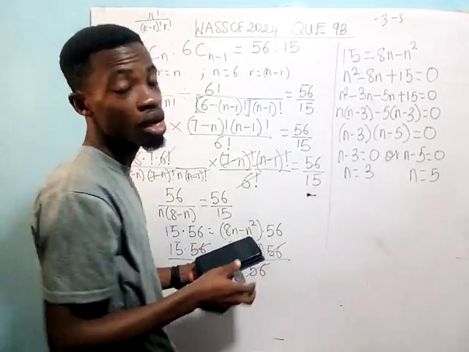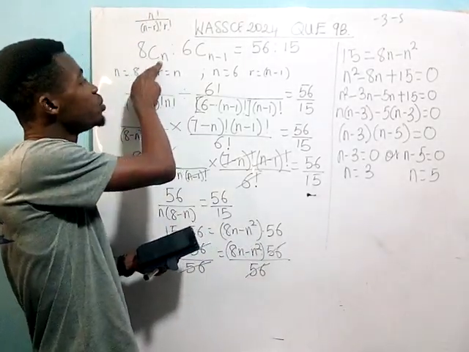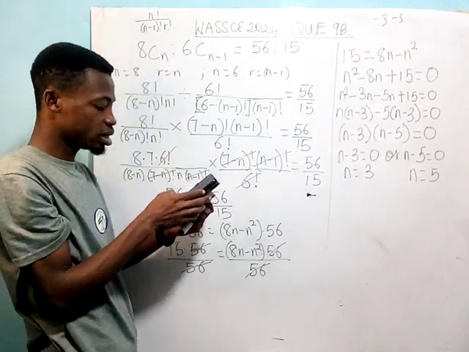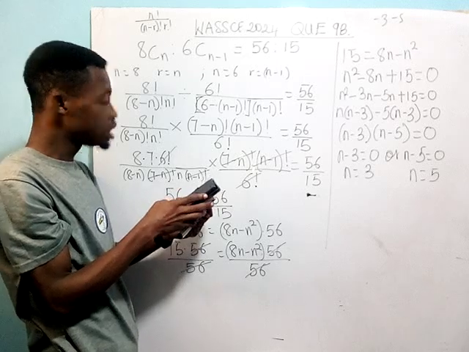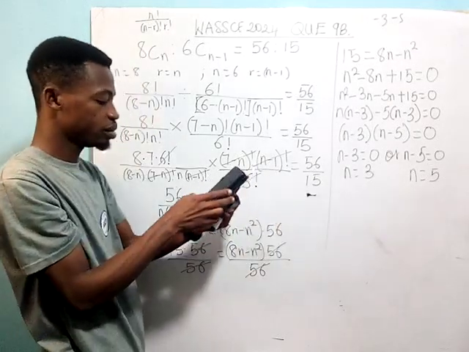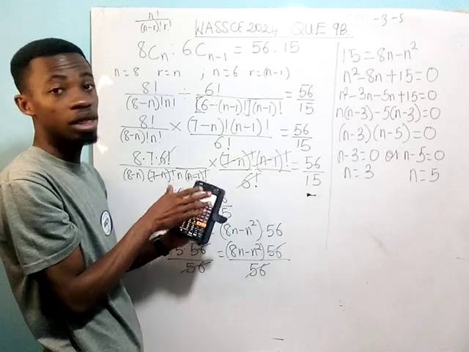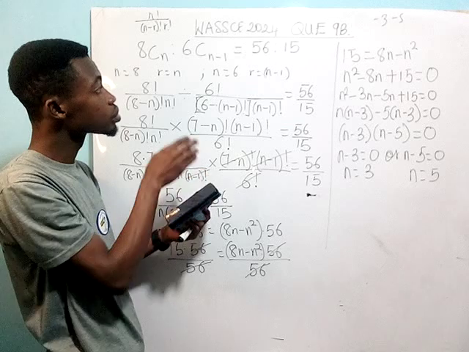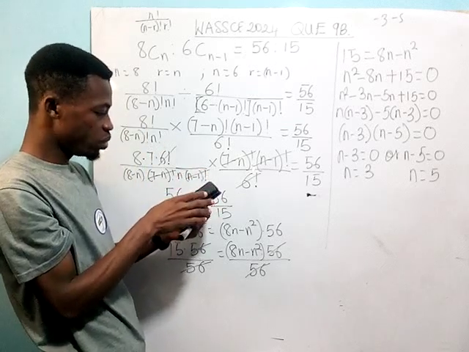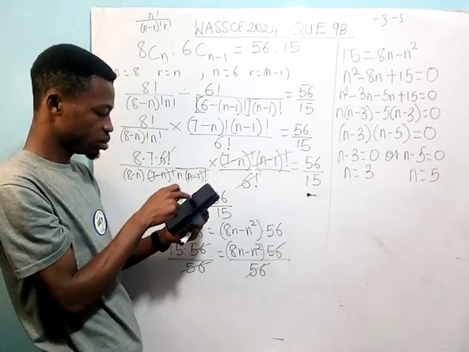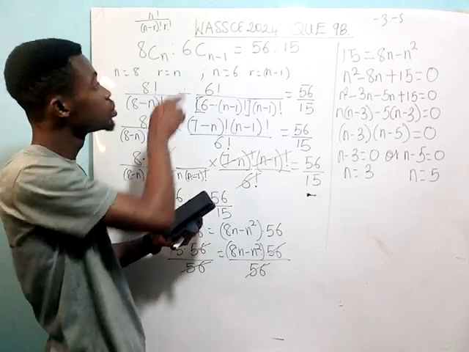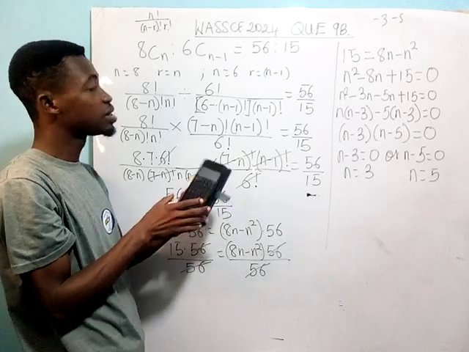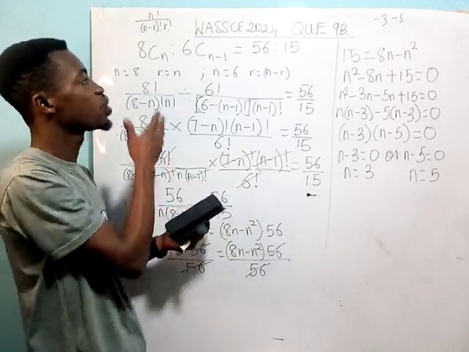Okay, so let's use the calculator to prove. So n combination n, 8 combination n, so our 8 combination, let's use 3 here. From the calculator is 56. Then followed by 6 combination. We are using 3. 3 minus 1, which is 2, gives us 15. So we are good with this.